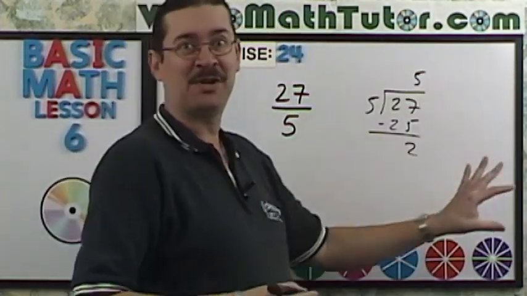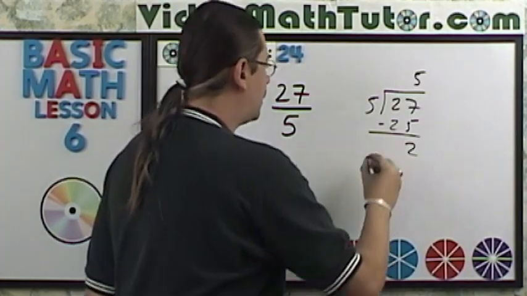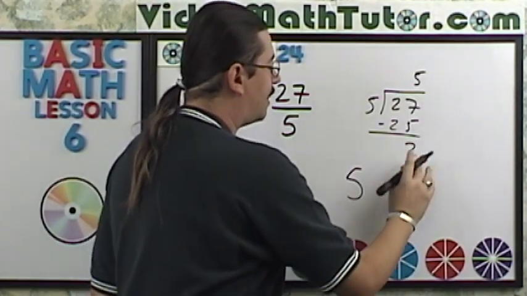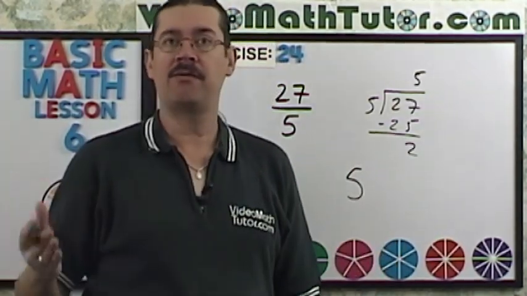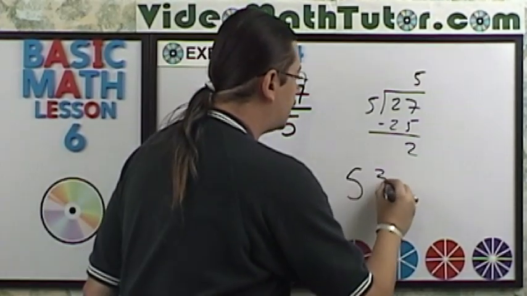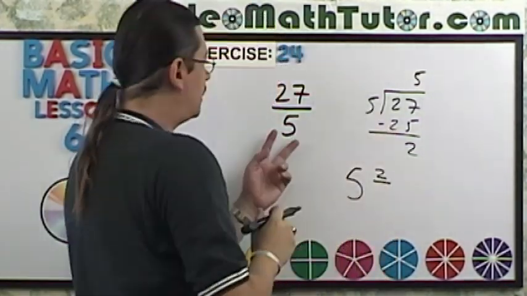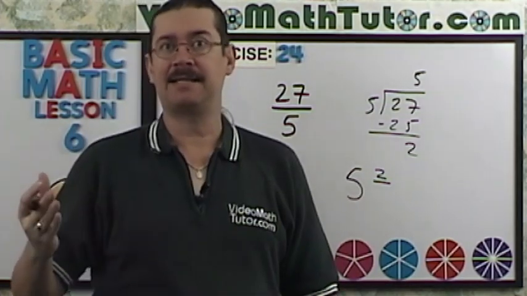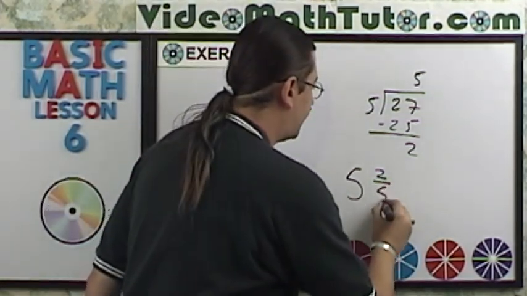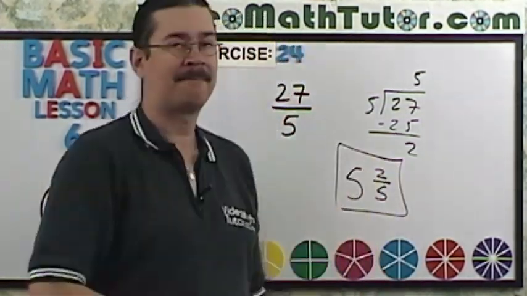So this gives me all the information I need to get the answer. The answer is going to be 5. And the remainder is the numerator of the fractional part of the mixed number. So you get 2 over 5. The denominator stays as the same denominator, 5. So there's my answer.